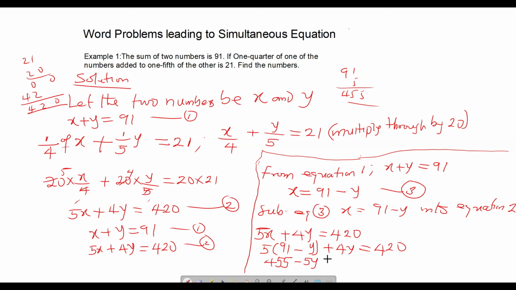Minus 5y plus 4y equals 420. So if you see that, that will be 455 minus 5y plus 4y. Minus 5y plus 4y will give us minus y. So we are saying that 455 minus y equals 420. If you collect like terms there, you can say 455 minus 420 equals y. So 455 minus 420, that will be 35. Let's say y equals 35.